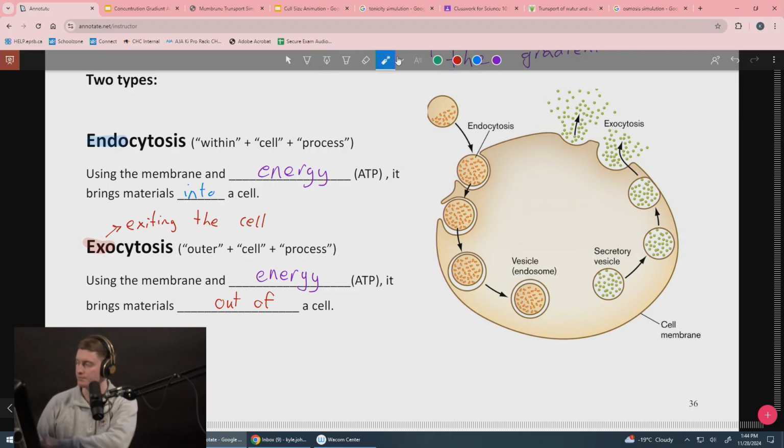Here's a diagram. We have materials outside of the cell. They're bundled up in a vesicle here that goes and joins the cell membrane, and the cell membrane grabs it, forms around it, and brings it into the cell. The opposite could also be true. We have a whole bunch of materials that we want to get rid of. We package them into a vesicle, and then that vesicle fuses with the membrane, and we expel these out of the cell. Exocytosis, these exit the cell. Both of these processes require energy, and they're used to move against a concentration gradient.